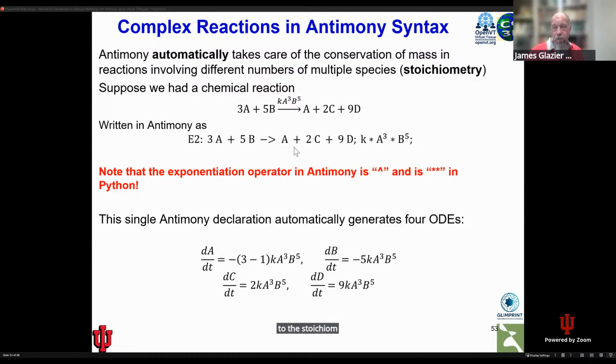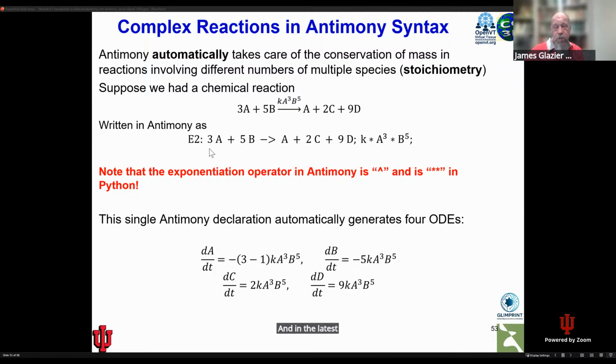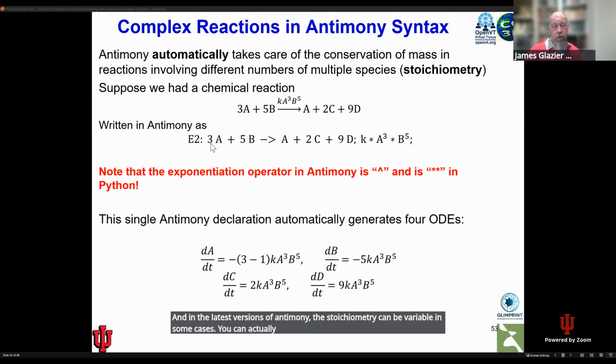It's okay to have A on both sides of the equation. That's allowed. And in the latest versions of antimony, the stoichiometry can be variable in some cases. You can actually replace 3 by a variable name, although we're not going to do that here.